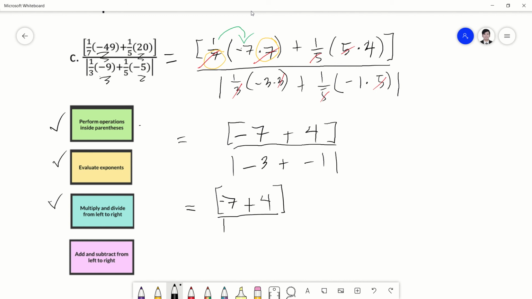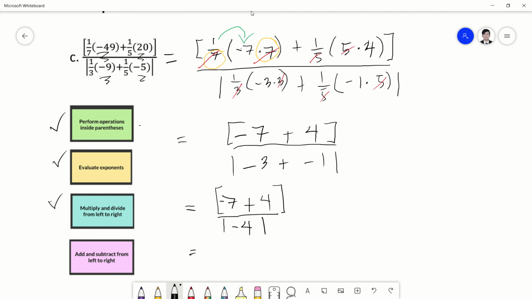Then this one, negative 3 plus negative 1. Since they're in the other part of the fraction bar, it's okay to do it simultaneously. Negative 3 plus negative 1, they have the same sign. So you need to add and keep the common sign. 3 plus 1 is 4. Then both are negative, so negative 4.